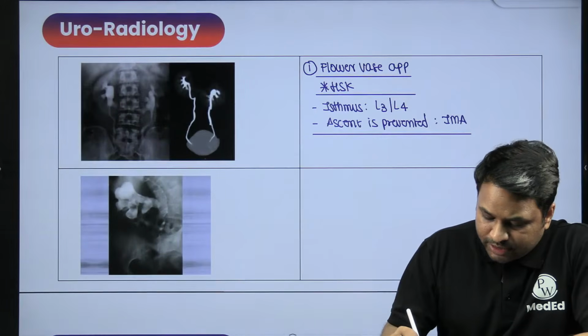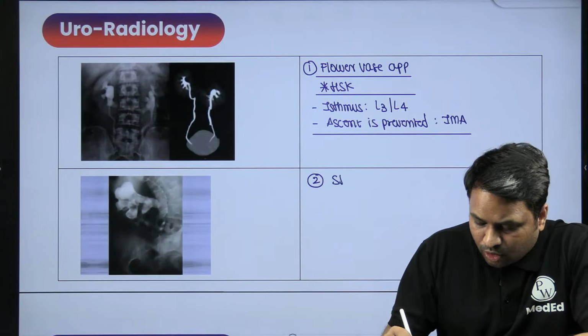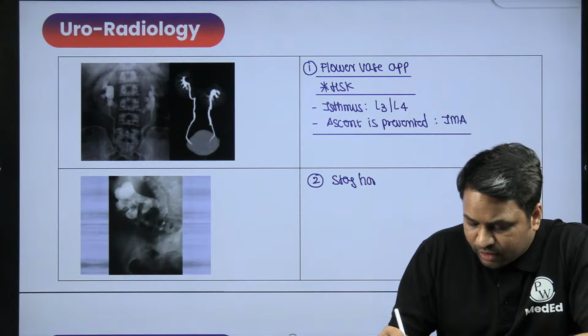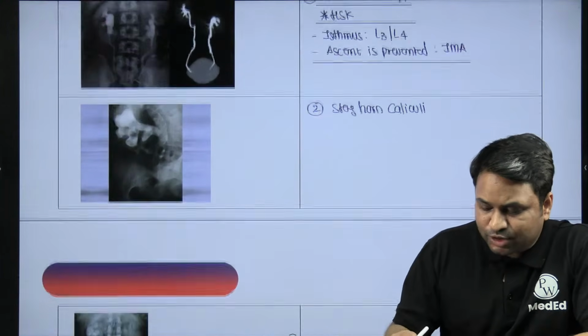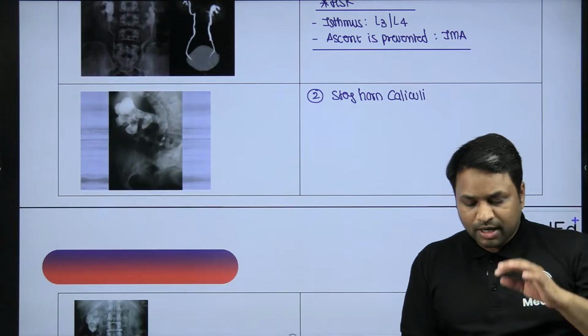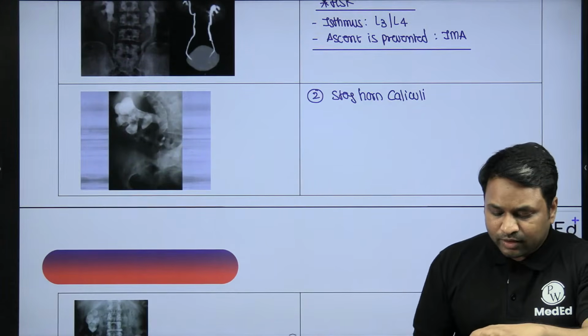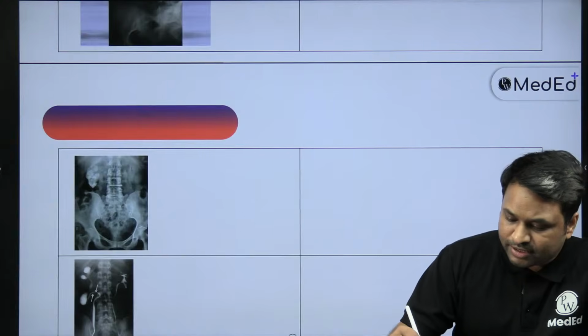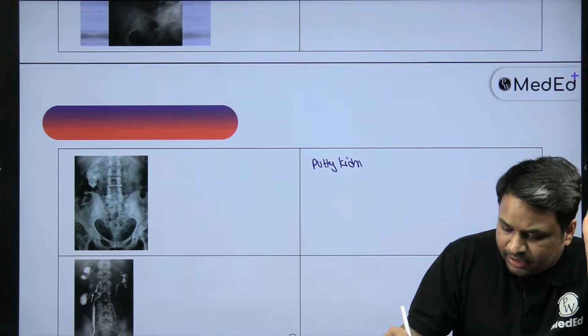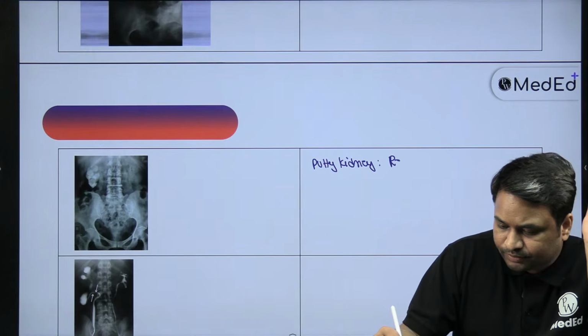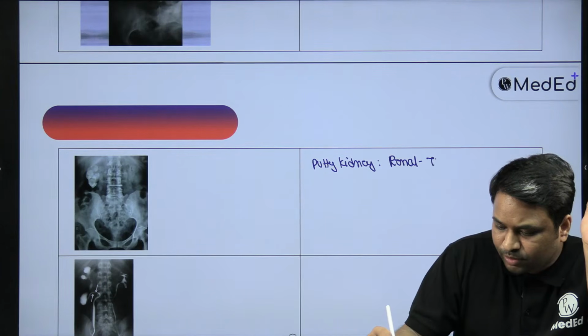The second image you can see is your staghorn calculi. We have already discussed it. The staghorn calculi is your phosphate stones, also called triple stones. Now, I want you to differentiate the staghorn calculi from this image. This is what we call the putty kidney. Putty kidney is seen in renal tuberculosis.